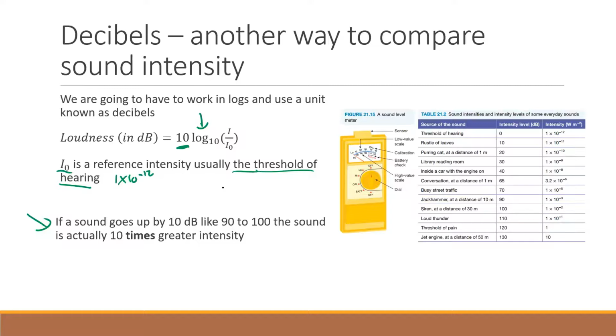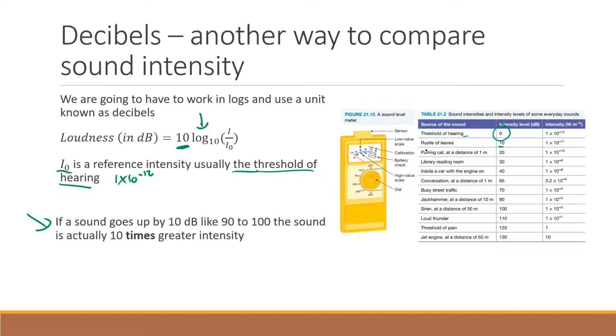Let's take a look at some of the examples here, and then we'll do our own example. Here's the threshold of hearing. That's got an intensity of 0 decibels. 10 decibels, the rustling of leaves. 20 decibels, purring of a cat. 30 decibels is a library reading room. 40 decibels is the sound inside a car with an engine on. Okay, so that's not loud, but it's at least noticeable. Conversation at a distance of 1 meter. Obviously, that's without wearing a face mask.